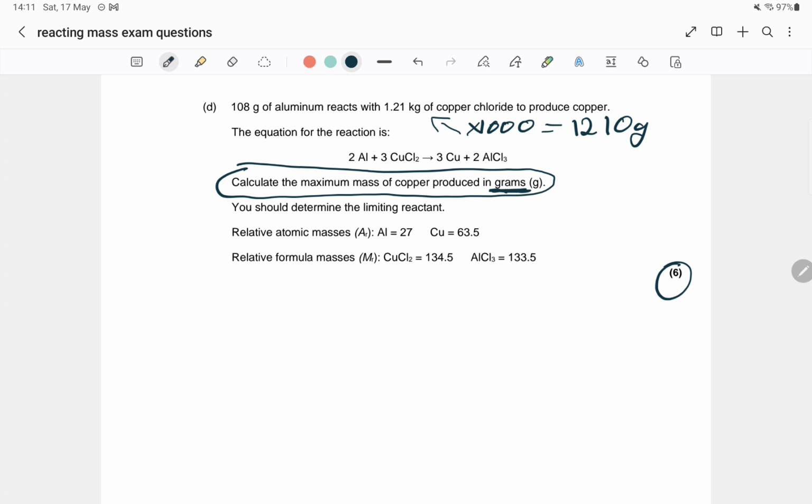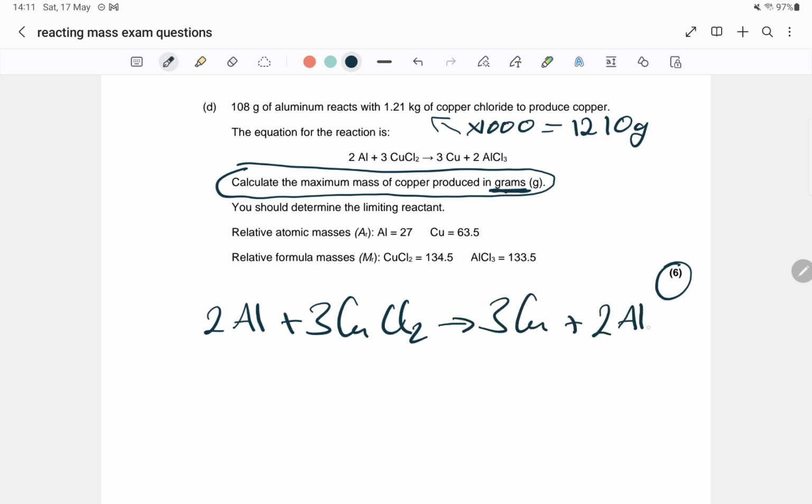They haven't given me much information about the mass of copper, so I know I'm probably going to have to do my table and work out moles before I can do anything. So I've got 2 lots of aluminium plus 3 lots of copper chloride goes to 3 lots of copper plus 2 lots of aluminium chloride. Start by doing the table: ratio, mass, MR, moles.